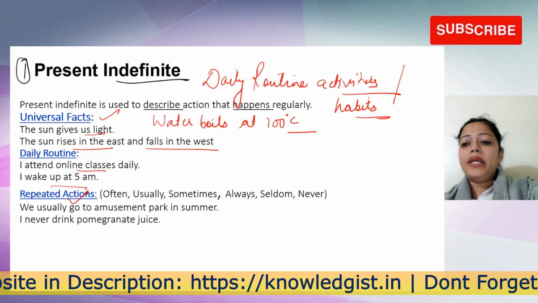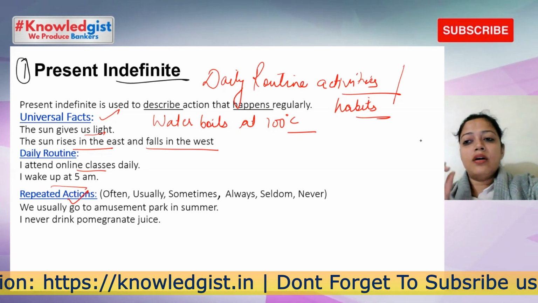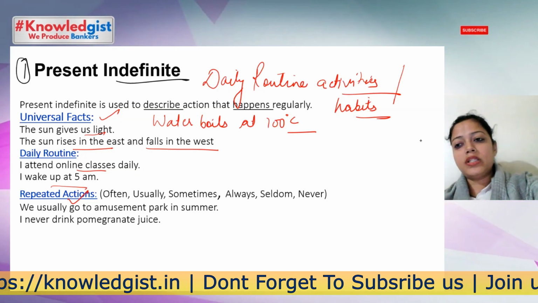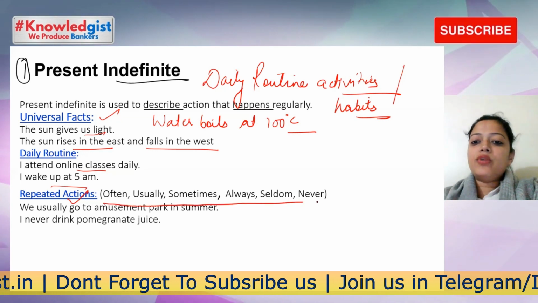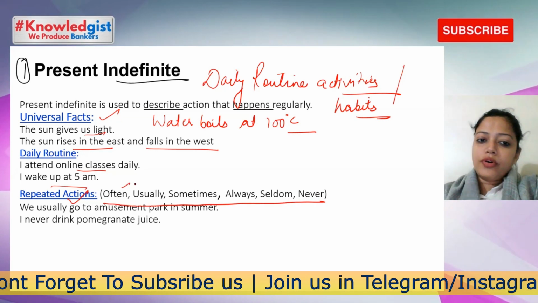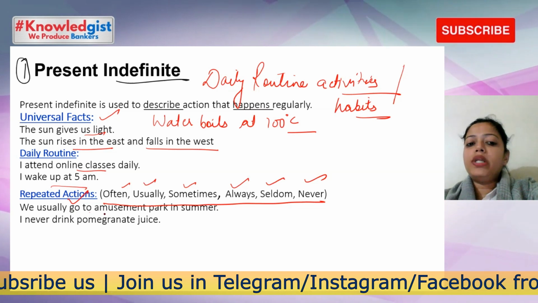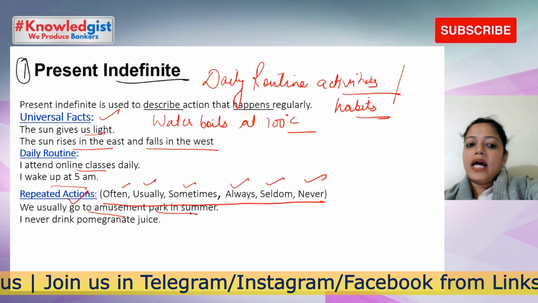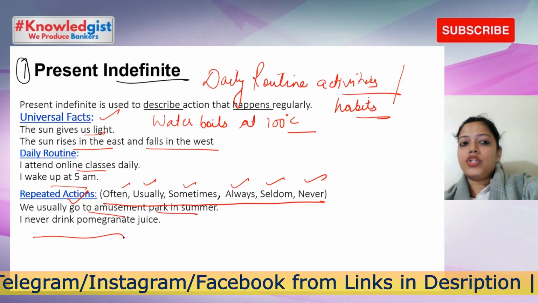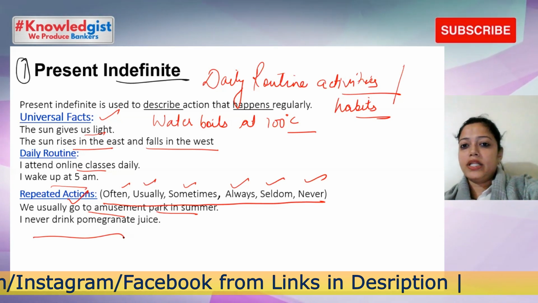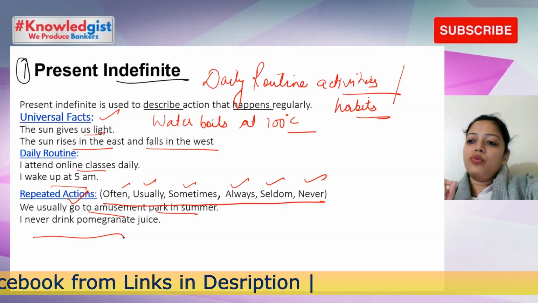The last one is for repeated action. Repeated action means either the action repeats daily, or after 6 months, or after 1 year. We will use present indefinite with these words: often, usually, sometimes, always, seldom, never. As we usually go to the amusement park in summer, I never drink pomegranate juice. So these are the repeated actions for which we use present indefinite tense, and it is one of the most important tenses, and it will be used in the whole grammar.